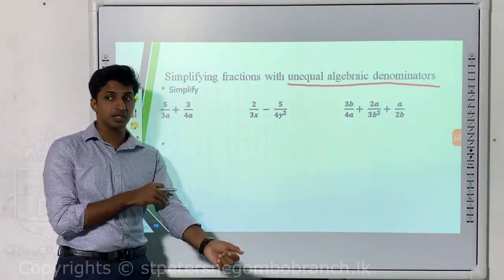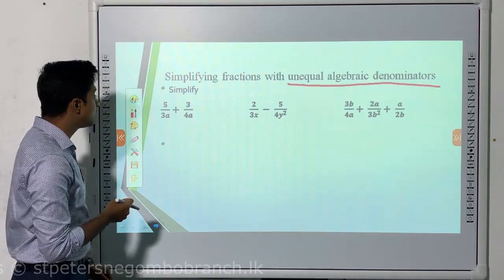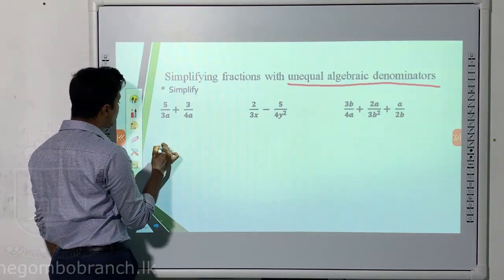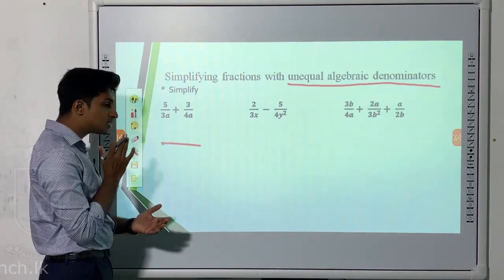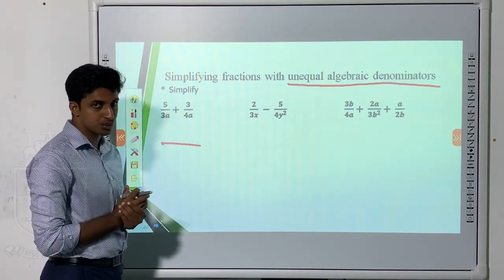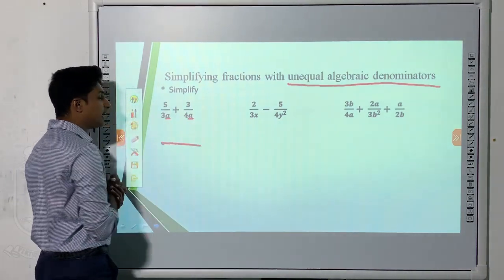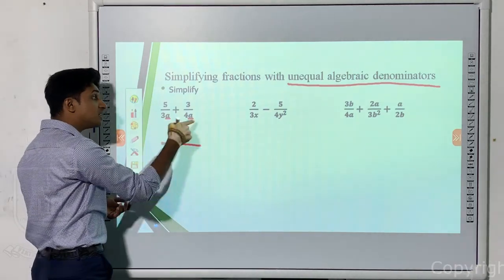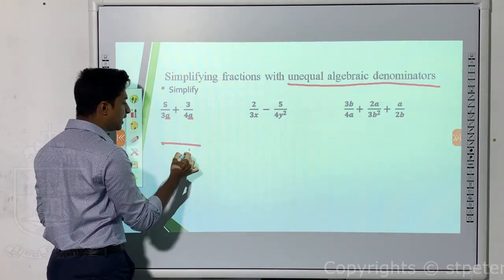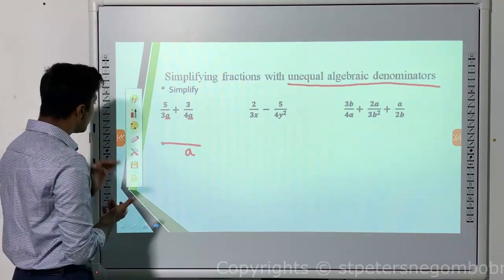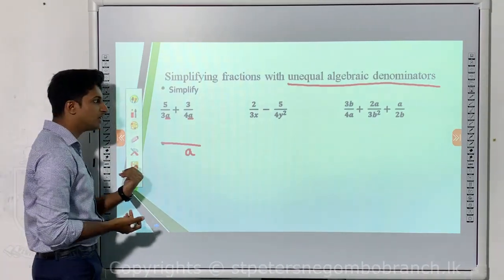In the first example, it's very clear that I have two unequal denominators, but this time you have an algebraic term also. So if I consider both, this is A, this is also A, right? That means A is common to both. So take A, which is common to both. I can take A common, so I have taken A.